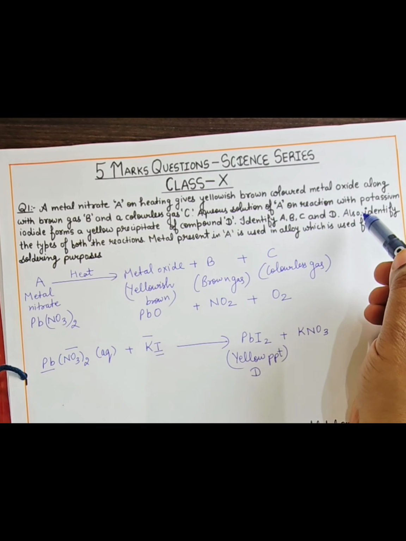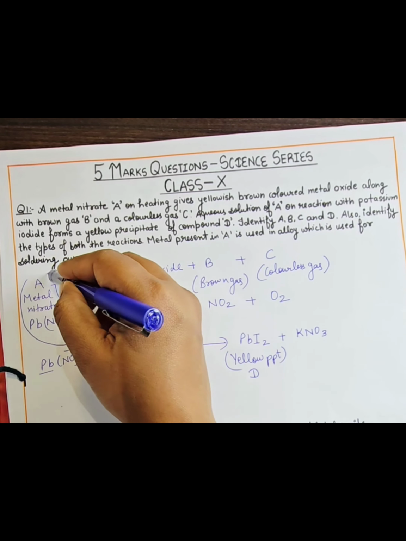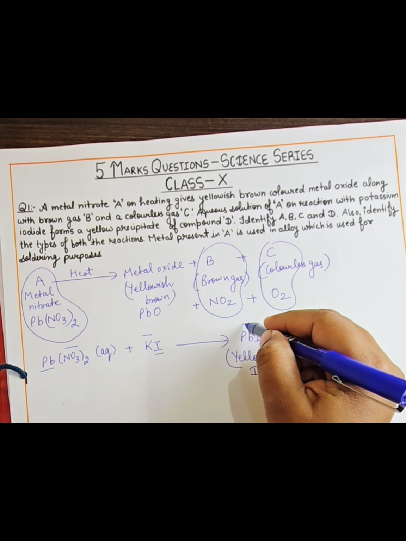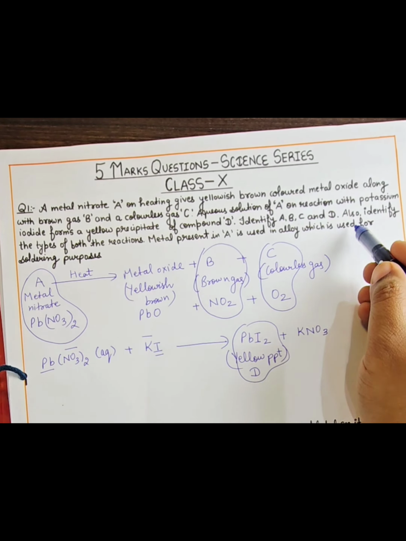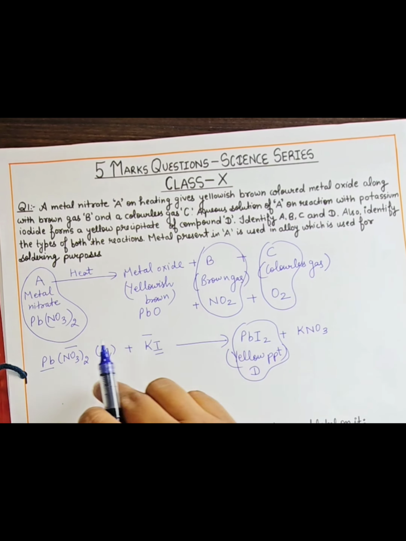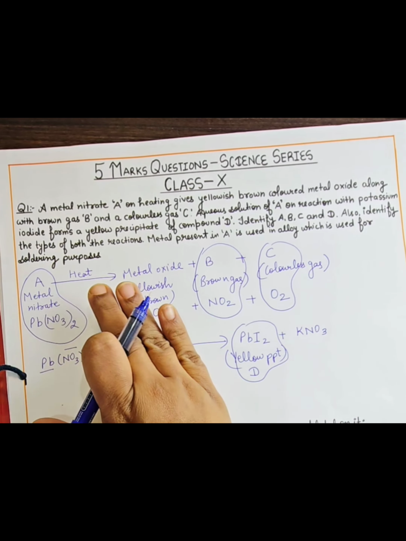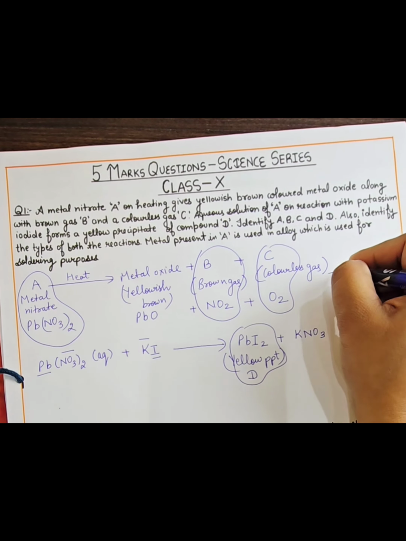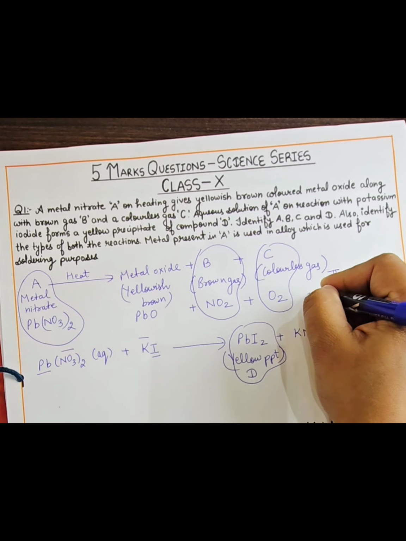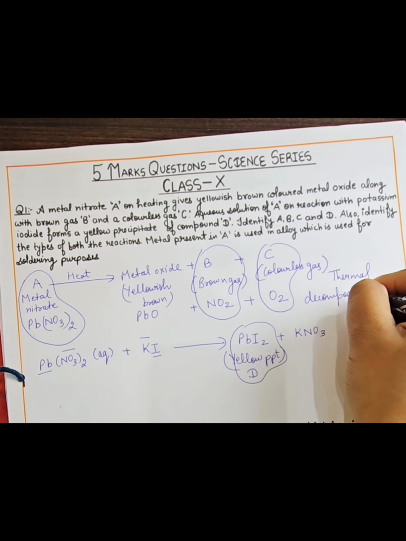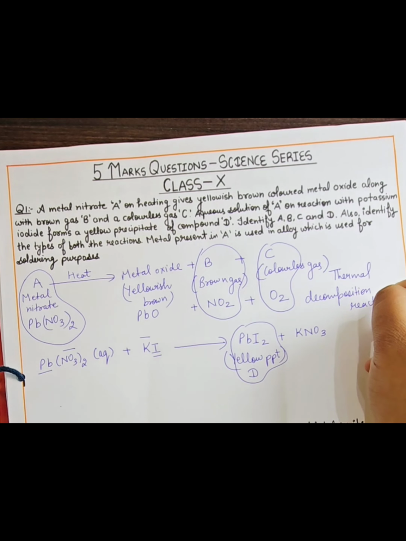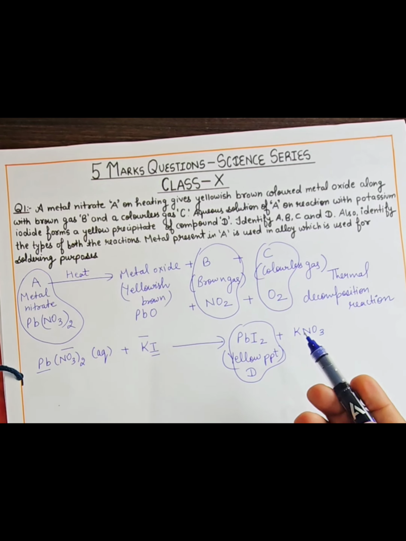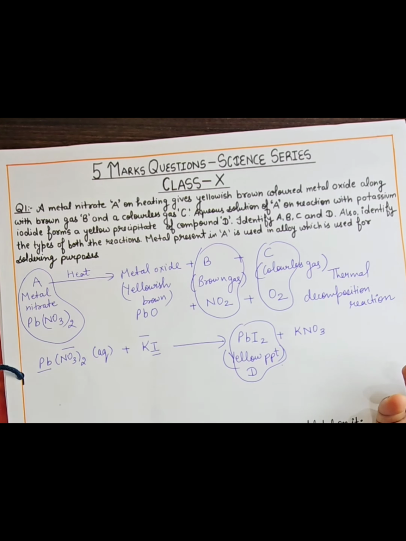Identify A, B, C and D. So you have got to know A is lead nitrate, B is nitrogen dioxide, C is oxygen gas and D is lead iodide. Also identify the type of both the reactions. As you can see in the first one, there is only one reactant. You are heating it and it is converting into 3 compounds, 3 products. That means it is a thermal decomposition reaction. If I talk about the second reaction, lead nitrate plus potassium iodide, it is a double displacement, and because a precipitate is forming, it is a precipitation reaction also.